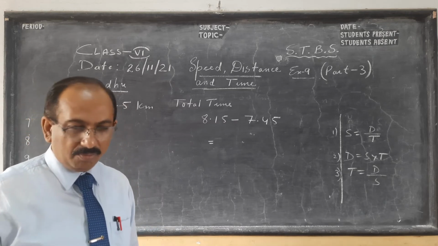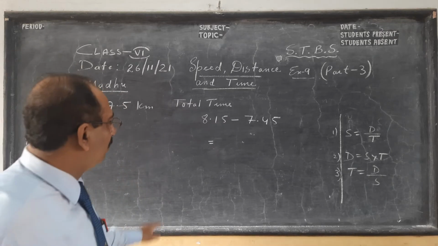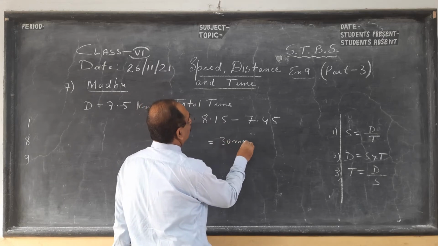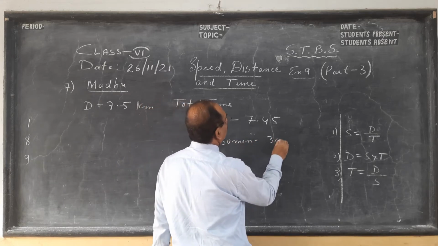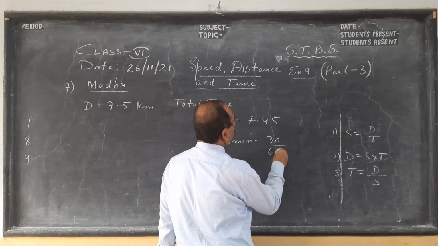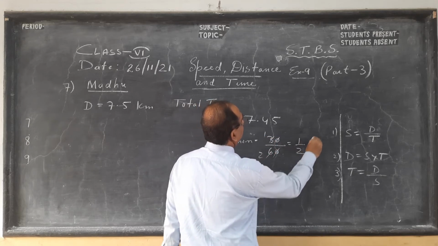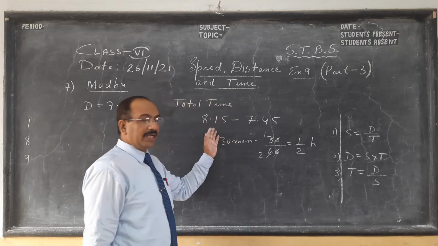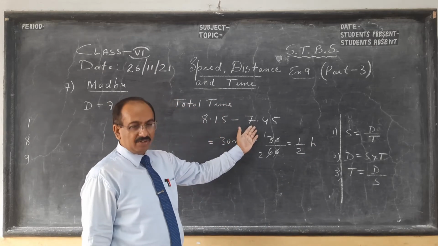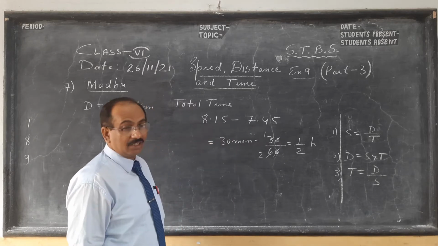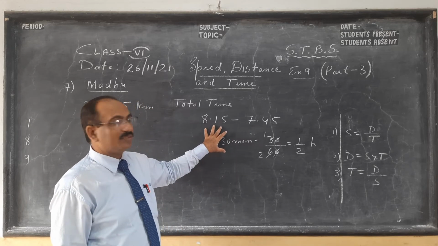If you use common sense, 7:45 to 8:15 will be 30 minutes, which is 30 by 60. If you divide, minutes become hours. So she takes half an hour. From 7:45 a.m. to 8:15 a.m. is half an hour. If you have understood this, well and good.